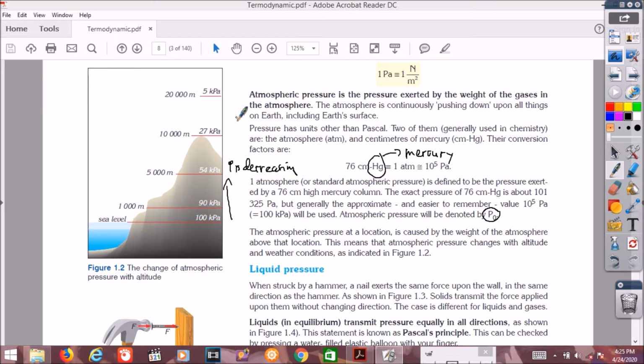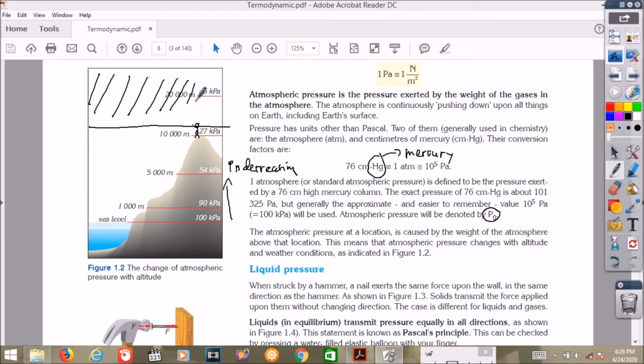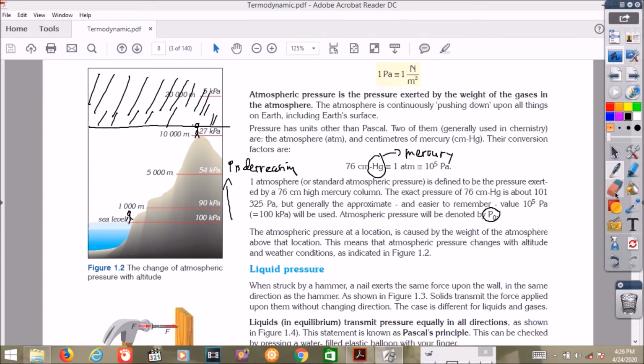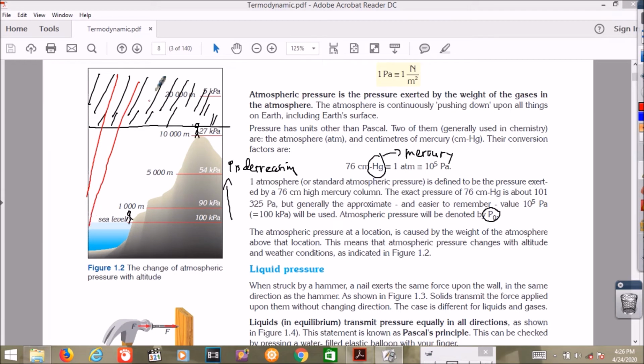Remember, if we talk about pressure, we talk about the object above it. I will draw: you are at the top of a mountain, so you feel the pressure from the gas above you. This is the gas above you, so you feel the weight of this gas. But it is different if you are standing at the sea level like that. I will choose a different color. You will feel this pressure from the gas.